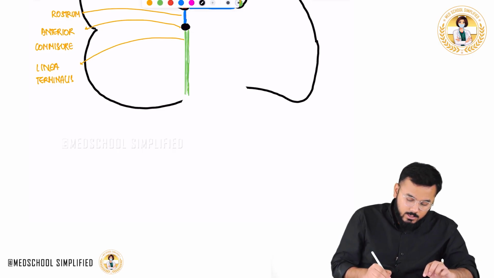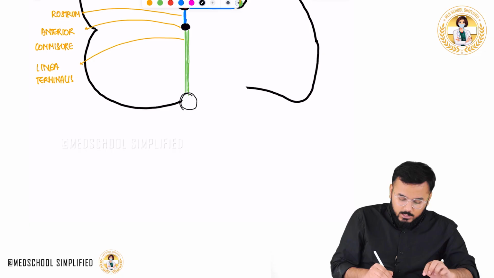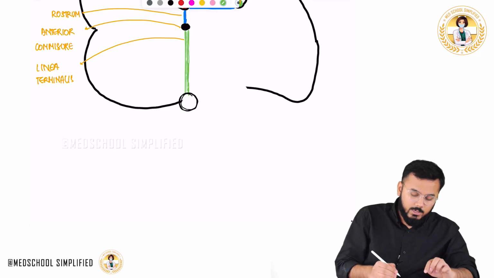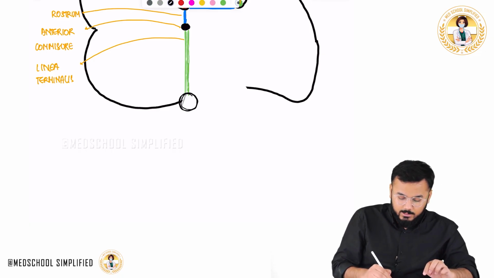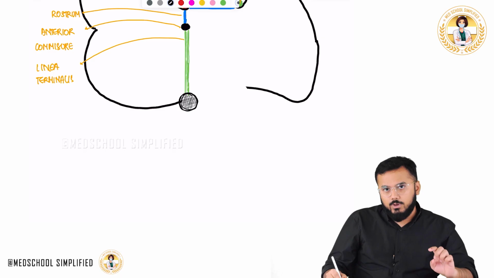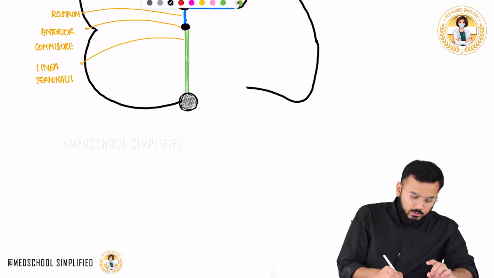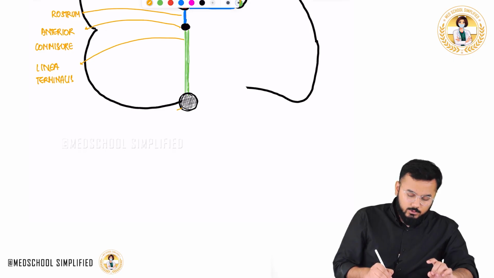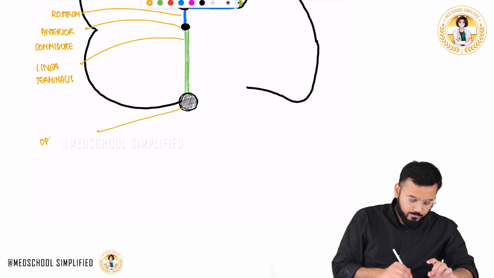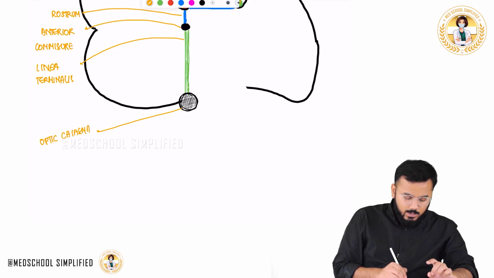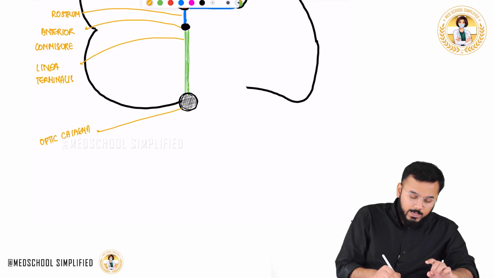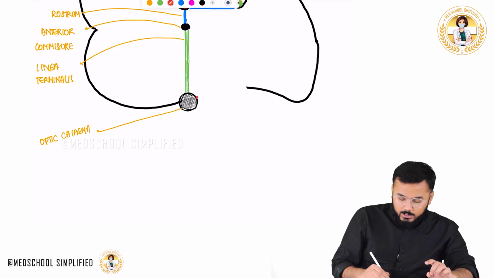Now after this linea terminalis, down here you have got another important structure. You see this? The structure located beneath this linea terminalis is called your optic chiasma. So now we are about to discuss the relations of the optic chiasma. This one over here is your optic chiasma.